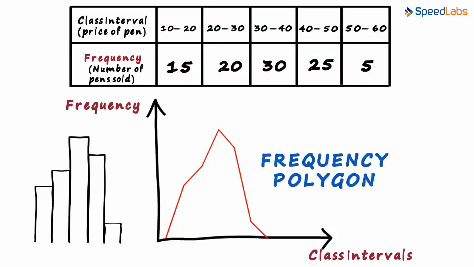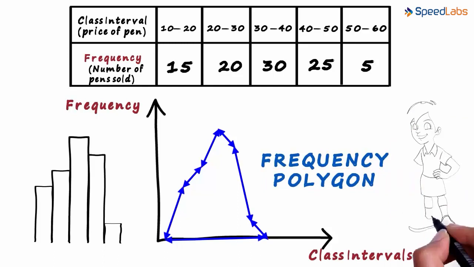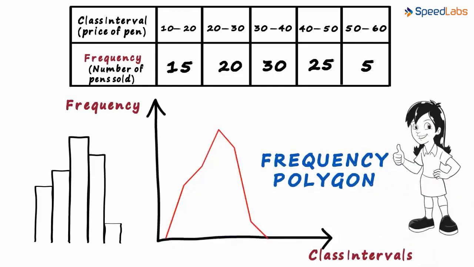This is called the frequency polygon. Frequency as it represents the frequency of each class interval, and polygon as it has many sides. There are 2 ways to draw this, and we have made 2 separate videos for each. Make sure you watch them.